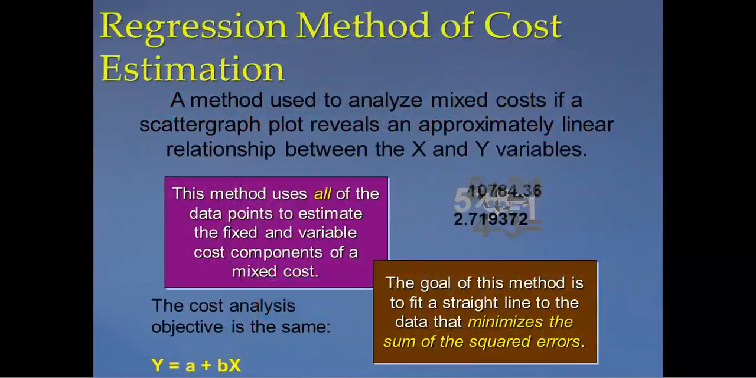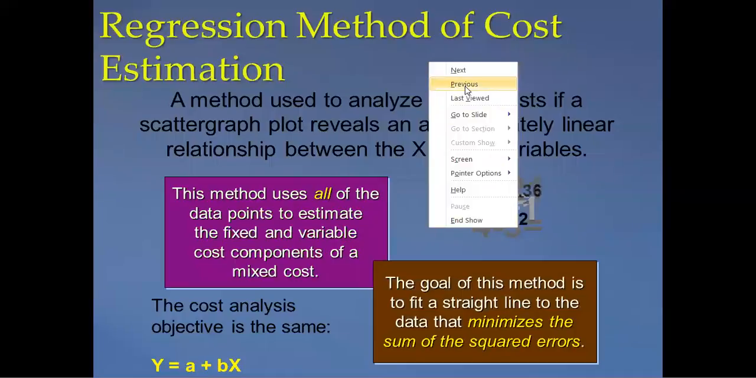Okay, this is the method that I indicated earlier, the multiple regression method, that uses all of the data points to best draw a line through all of the data points. And here, the goal of this method is to fit a straight line through the data that minimizes the sum of the squares error. So if you remember from your statistics class, what you're trying to do is minimize the error in drawing that line.